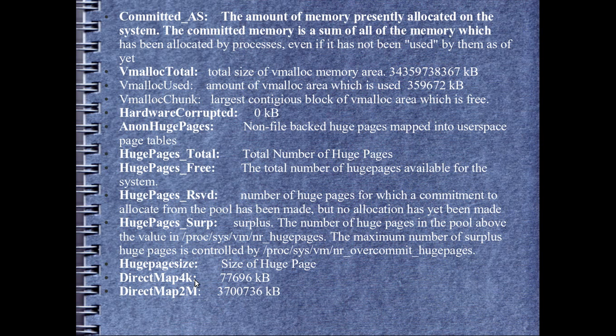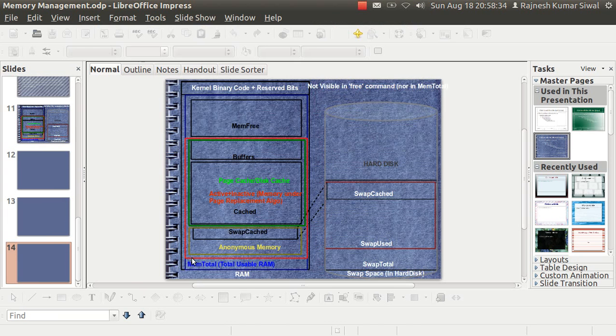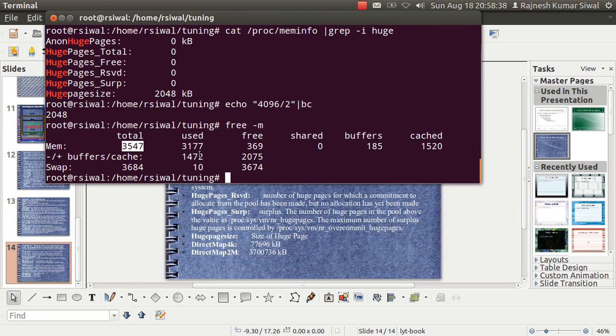As we just discussed, the default page size is 4K. So the total amount of memory that has been mapped with 4K pages is around 77 MB, and the total amount of memory that has been mapped with 2M pages is around 3.7 GB. So direct map 2M means the memory used by the huge pages. Okay, so I would like to show you a demo of huge pages also.